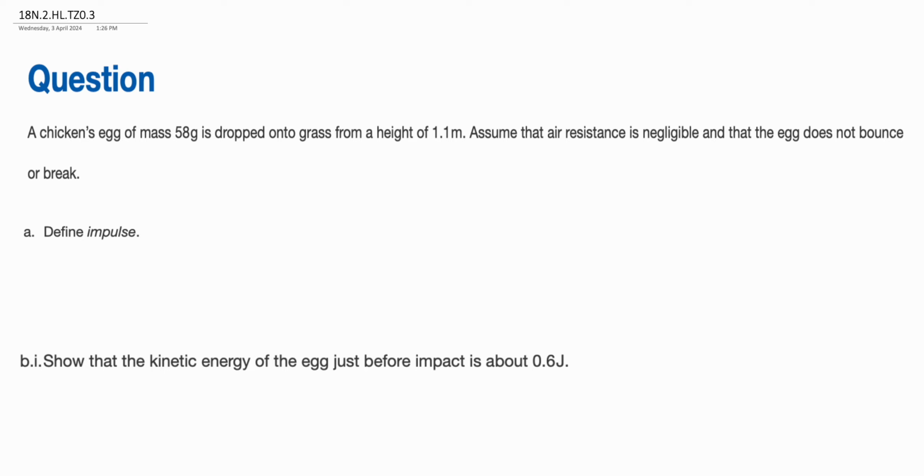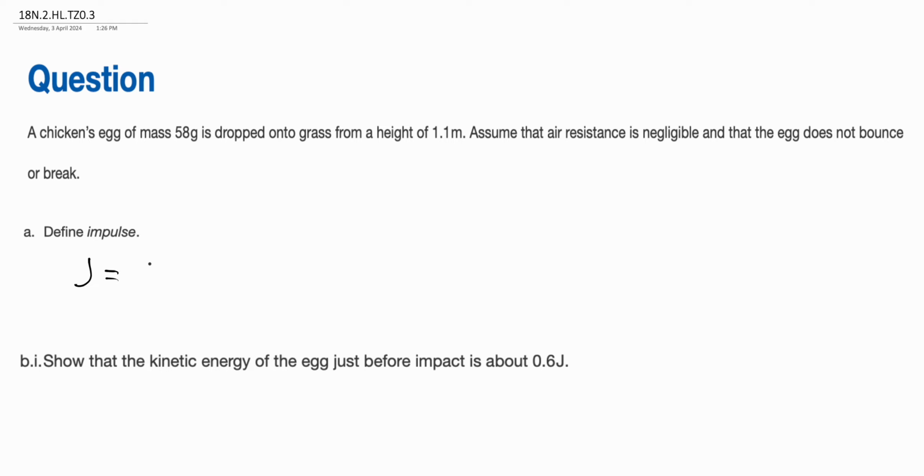This is a paper 2 HL question from the November 2018 IB physics examinations, and it's open-ended, relating to the topic of mechanics. So let's get started. A chicken's egg of mass 58 grams is dropped onto grass from a height of 1.1 meters. Assume that air resistance is negligible and that the egg does not bounce or break. Define impulse. Now, refer to your data booklet and find out what's the equation for impulse.